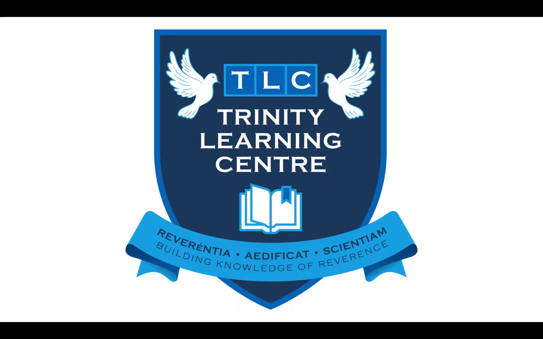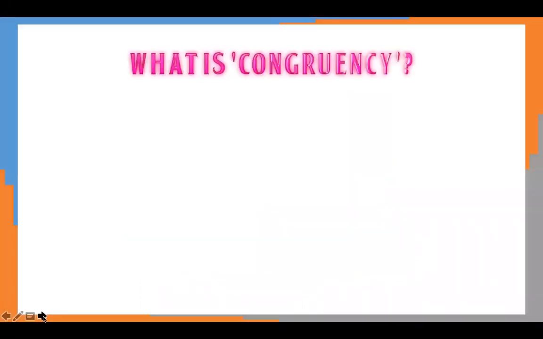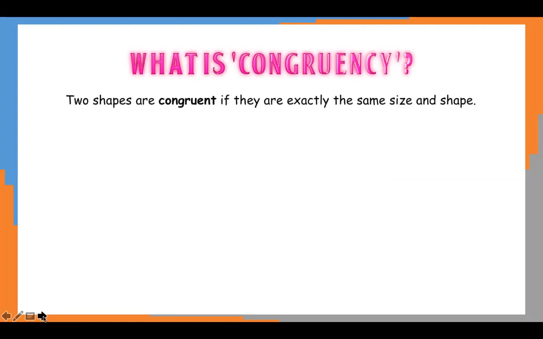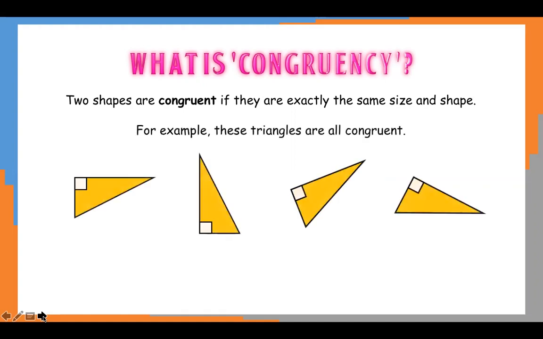This week we are going to continue looking at constructions, and we're also going to look at some characteristics and properties of 2D and 3D shapes. So we're looking at something called congruency. What is congruency? Two shapes are known to be congruent if they're exactly the same size and shape. For example, these triangles are all congruent because they're all the same size and they're all the same shape.